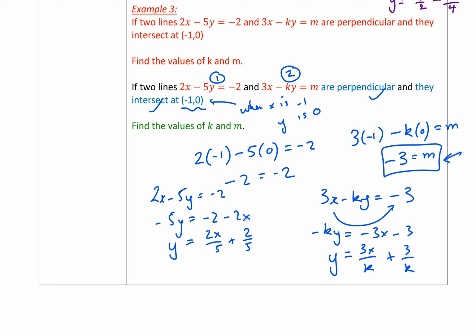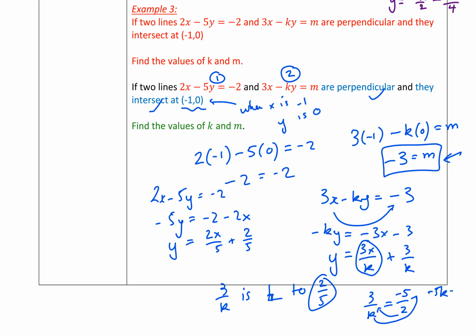So I know that these are perpendicular. So my gradient 3 over k is perpendicular, so we'll draw 2 lines at a right angle, to 2/5. That means that 3 over k must be equal to the negative reciprocal of 2/5, or -5 over 2. Now if I want to solve for k, I can bring the k forward and multiply by 2. So I get -5k equals 6, and k equals -6 on 5. That's the second part of my answer.